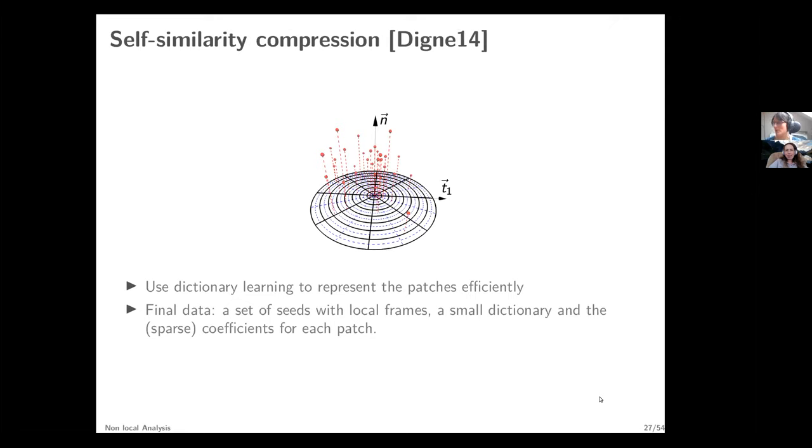So the idea is that you represent locally the surface also as a local image. This time it's over a radial grid, but it would work as well with a Euclidean grid. So you have this initial patch decomposition, and you use dictionary learning to represent the patches efficiently. And the final data you have is a set of seeds with local frames, a small dictionary, and a sparse set of coefficients for each patch. So it's pretty low in terms of memory size.